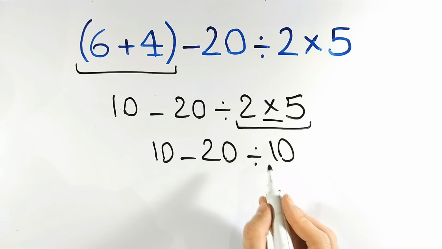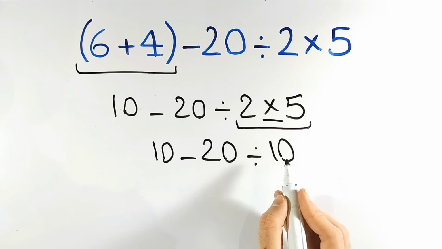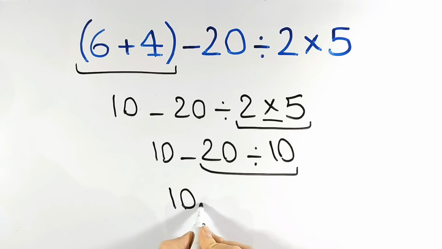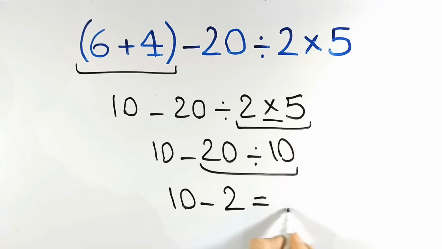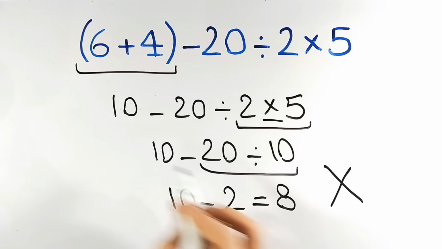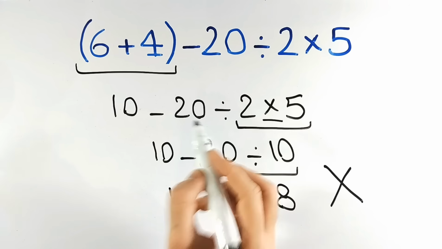And the final step, they go for the division between 20 and 10. And instead of this expression, they write 10 minus 2, which finally gives them the answer 8. However, this answer is absolutely wrong. Alright, now let me show you how to solve this expression properly.